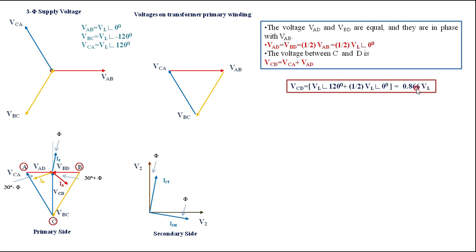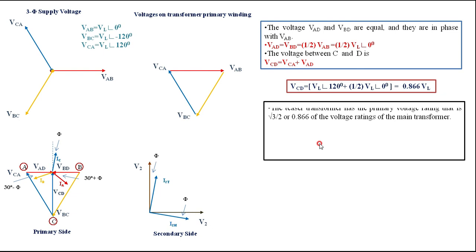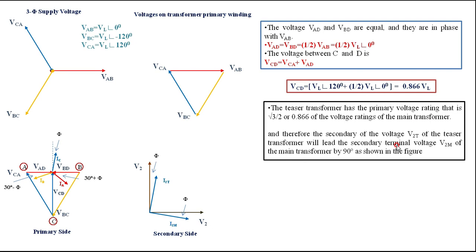Therefore, what I am getting here is that the voltage across the teaser winding is not the full voltage, it is only 0.866 times the total line voltage. That is why you are making the tapping of the primary winding at 0.866 times the number of turns of the main transformer. The teaser transformer has a primary voltage rating of root 3 by 2, or 0.866 times the voltage rating of the main transformer.